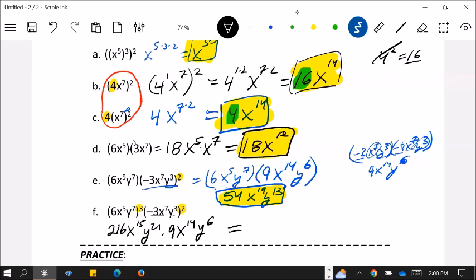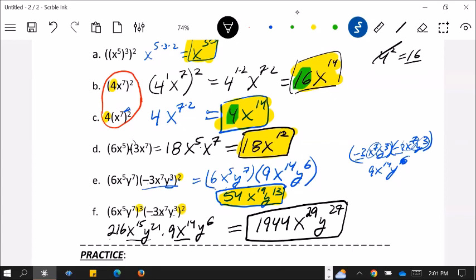Now that we've done that, we can multiply the numbers. 216 times 9 is 1,944. And then we look at these x's, and the exponents add up to 29. And then for the y's, the exponents add up to 27. Make that 7 a little bit better, so it's very clear that it's a 7.